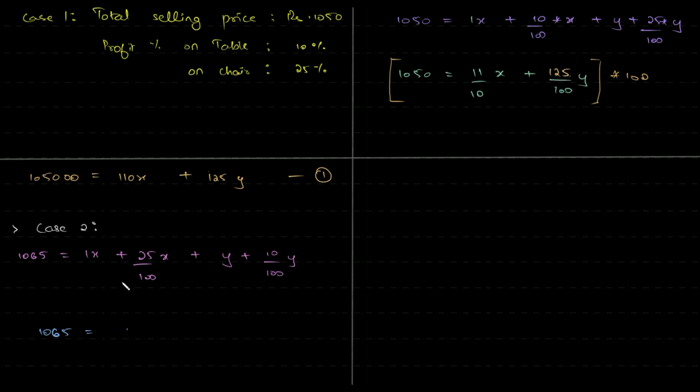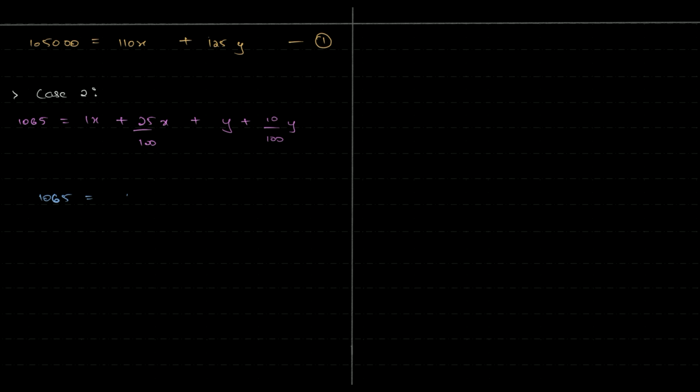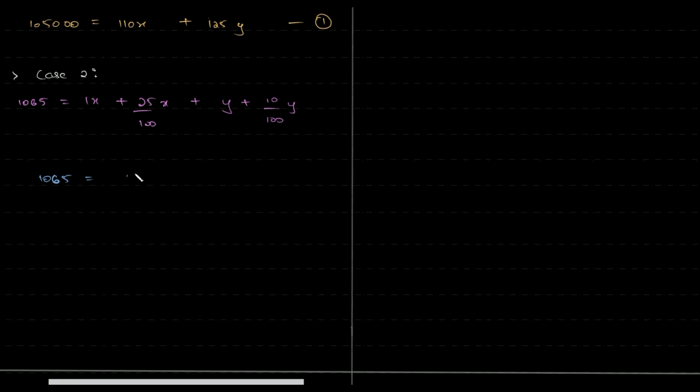125. Okay, yeah. Now we have 125x by 100 plus 110 by 100y, and now on to multiplying with 100. Multiplying with 100, you'll get the same answer in the end. So we have 106500 is equal to 125x plus 110y. This would be our equation 2.